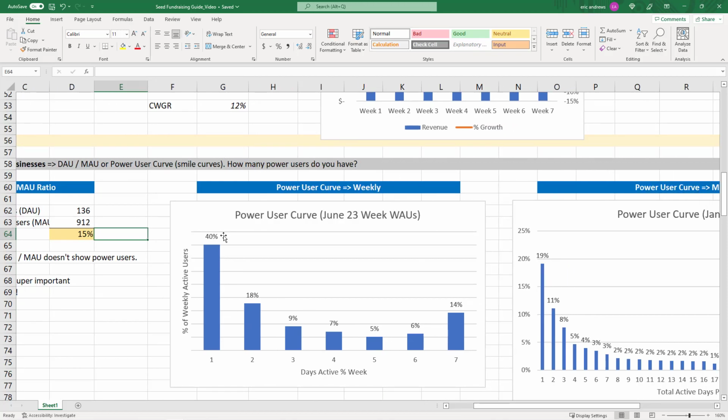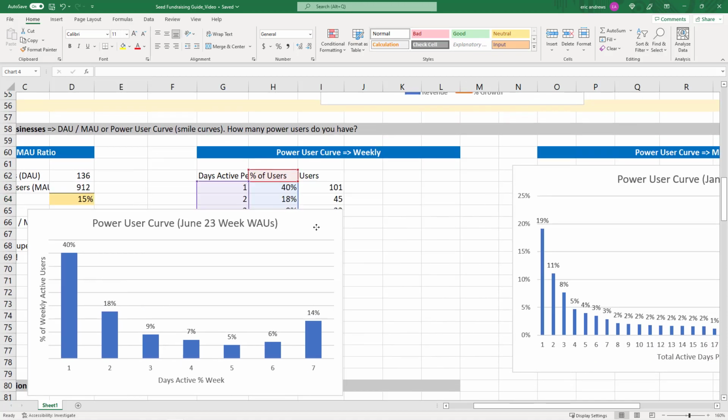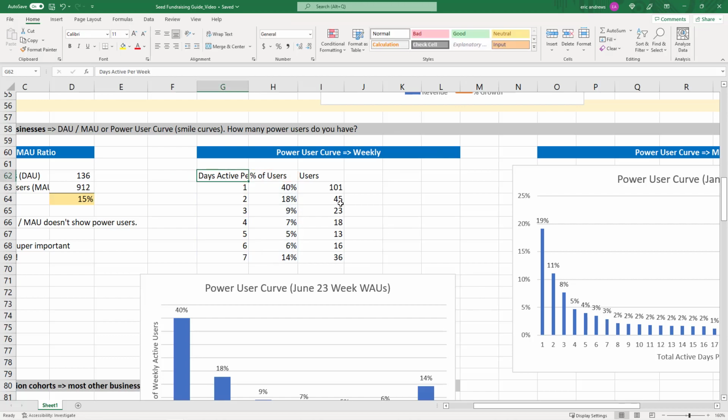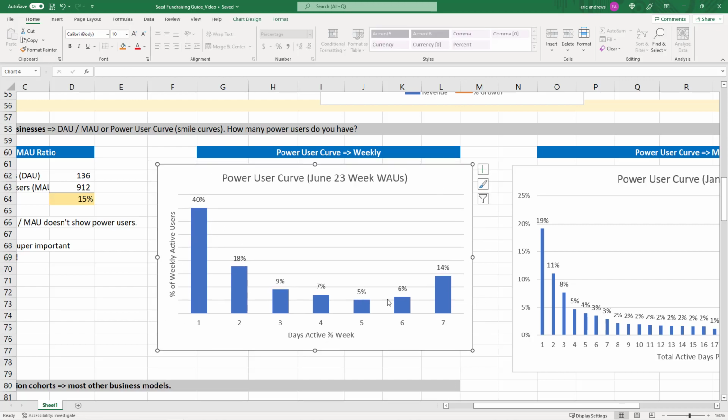So here's where you want to see something called power user curves, which are sometimes called smile curves. So here's a power user curve. The underlying data looks like this. You basically say, okay, I have this 1 week of data. 40% of my users use my product 1 day in the week. 18% use 2 days per week, 9% use 3, et cetera, 6% use 6 days per week, and 14% use 7 days per week. And you create this bar chart.